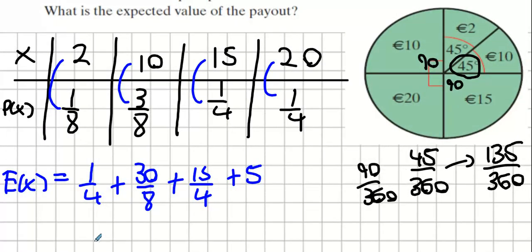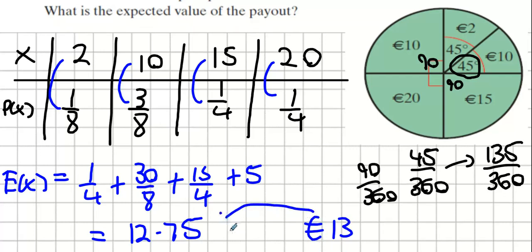12.75? Yeah. Now, there's this concept of what's called a fair game. If I charged you €13 to play this game, what would happen on average? On average, you'd lose 25 cents. This means it's not a fair game. So if I was to charge you the correct amount, it'd be €12.75 to play this game.